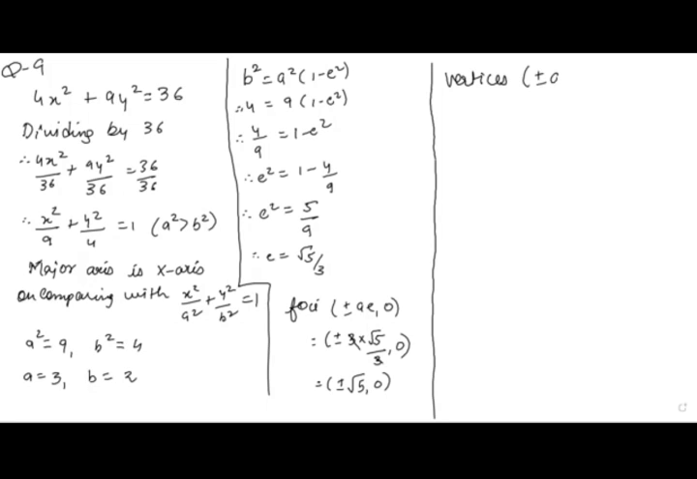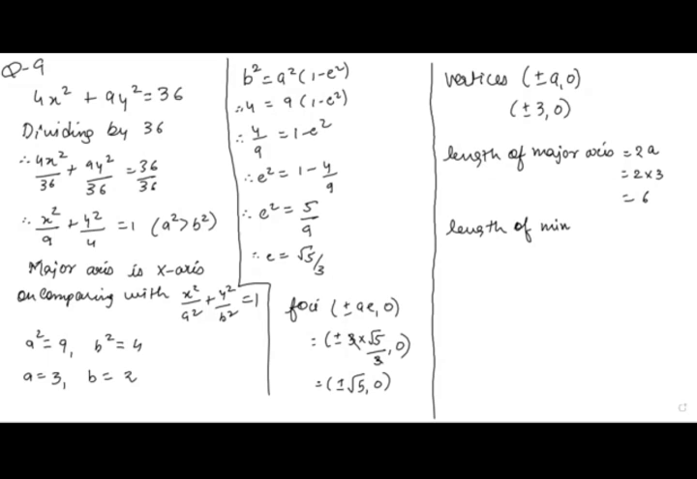Vertices are on plus minus a comma 0, so it will be plus minus 3 comma 0. The length of major axis is 2a, 2 into the value of a is 3, therefore 6. The length of minor axis is 2b, 2 into 2 is 4.